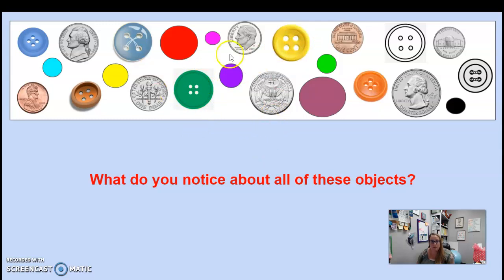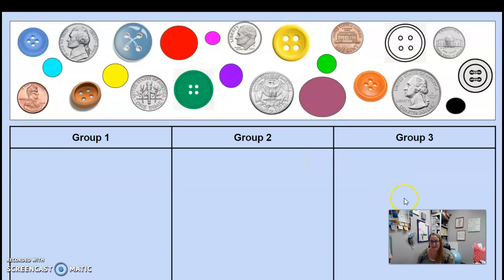So today we're going to look at all of these objects and we're going to figure out how to put them into groups. And I want to put them into 3 different groups. Do you think you can help me? All right. Well, let's look at them. Let's sort them out. So the first one we have is this. It is the first shape we have, so you know what? I'm going to put it right here in group number 1.